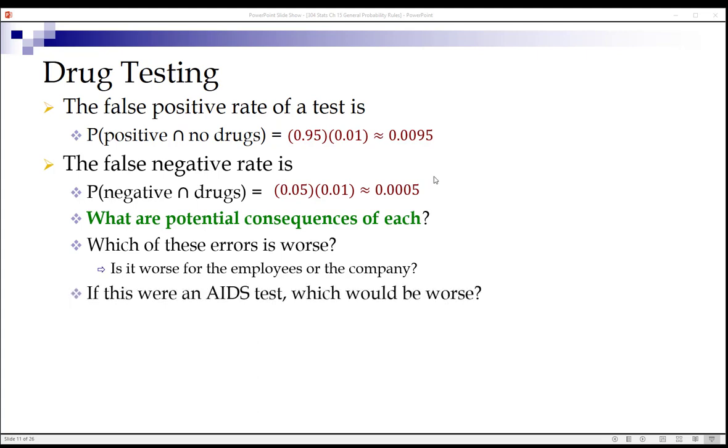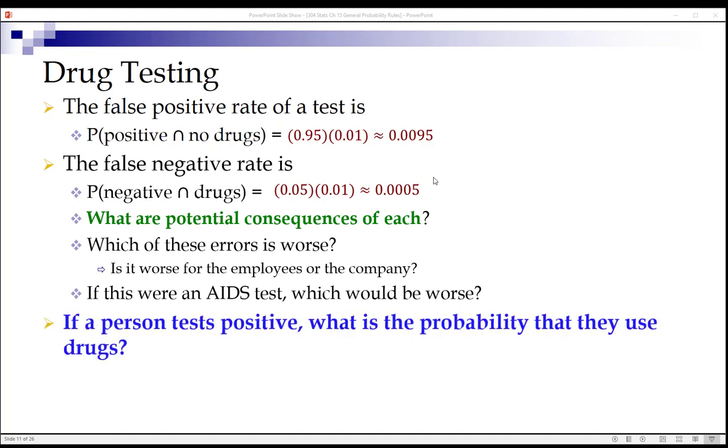What if this was an AIDS test? So now let's talk about AIDS. What's worse in an AIDS test? A false positive or a false negative? So if someone actually has AIDS and they test and their test says negative, is that worse? Or is it worse to tell somebody, oh, you have AIDS, but in actuality they don't? And so these are actual things that can occur, and so we want to always kind of consider what are the probabilities of each event.